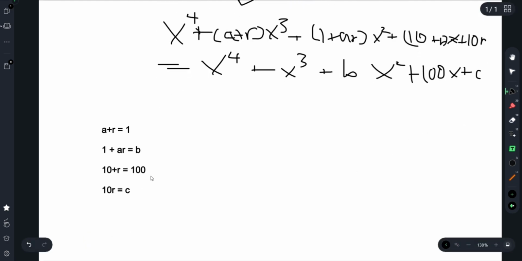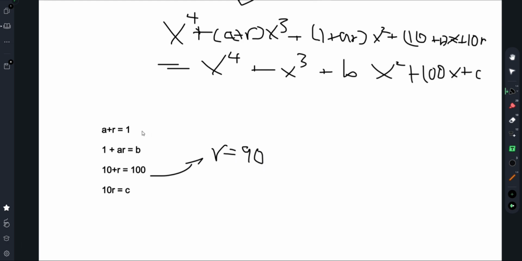So getting from this, we get r is equal to 90. Getting from this, we see that a is equal to negative 89. Getting from this, we see that c is 900.